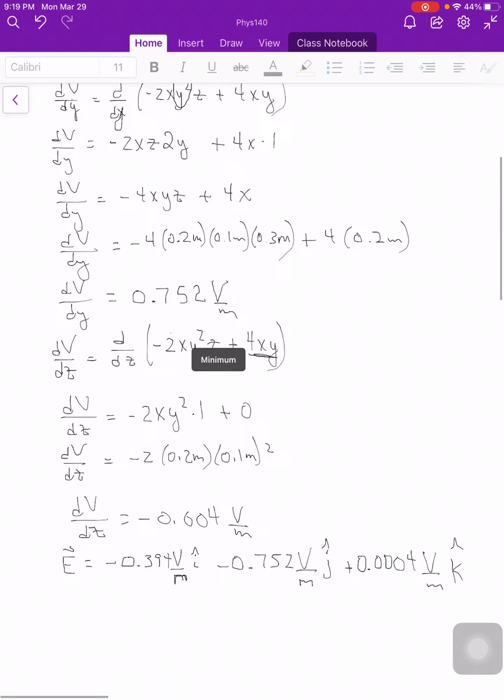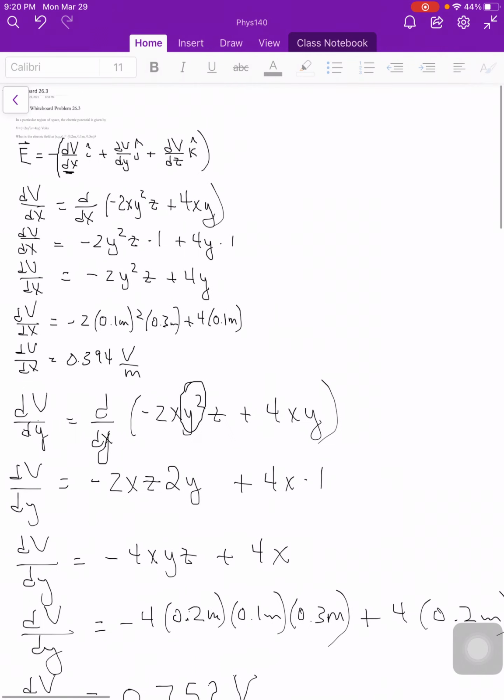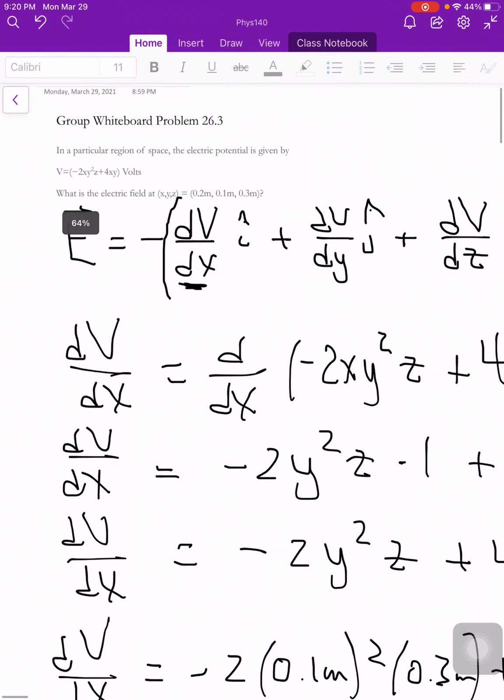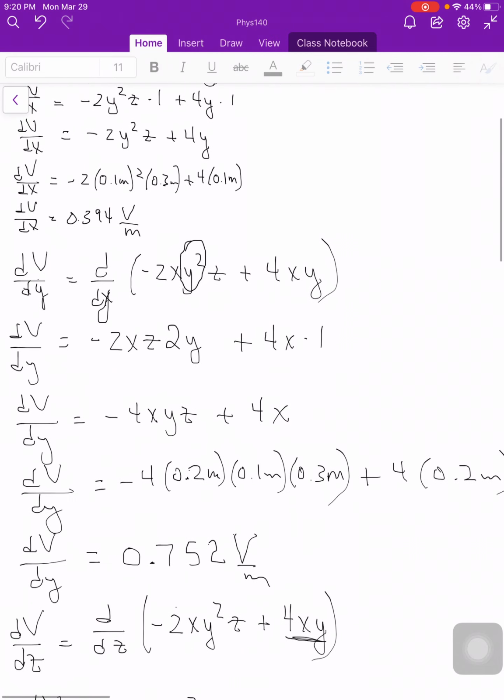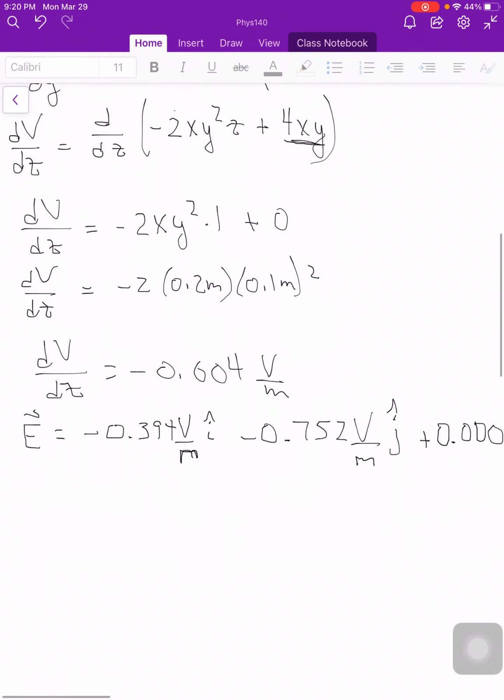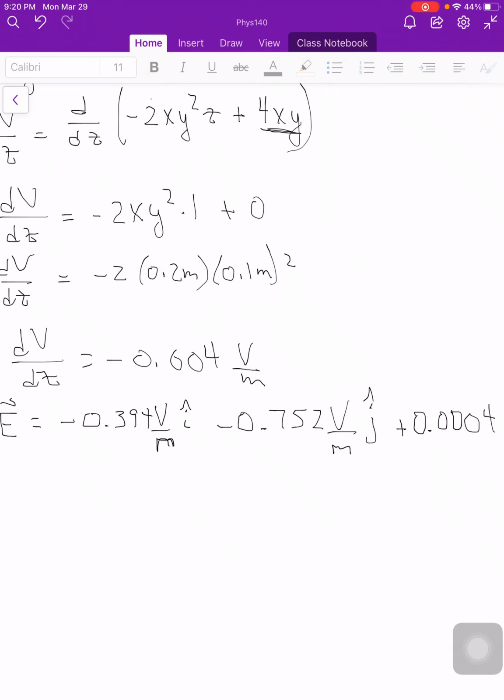And so I think that's all the question asks us to do, which is just find the electric field at that location in space. By taking the derivatives and making sure we take a negative of each one, we get the vector that represents the electric field at that location.